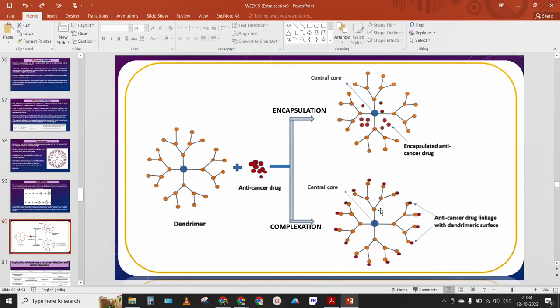So these are the two principles by which the dendrimer releases its drug from the base.